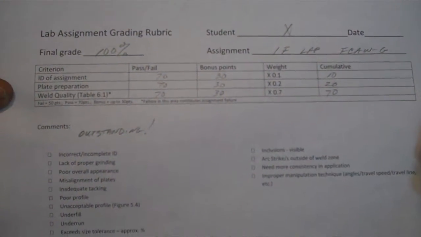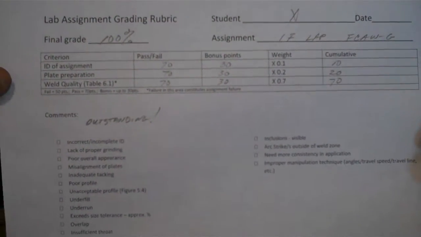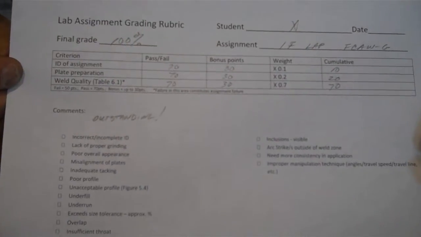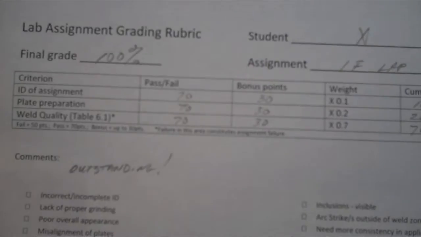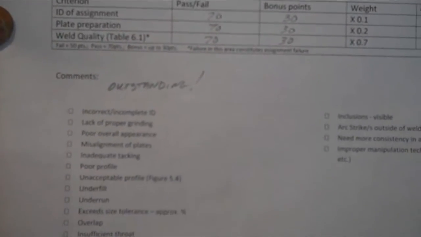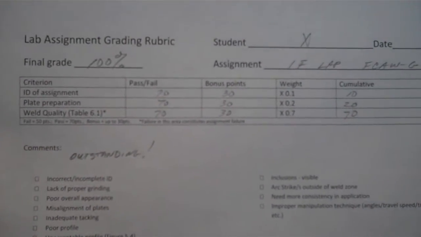This is an example of a rubric that I use to grade this weld here, and you can see all the different points on it that I check, and there's a few others I do besides that. But then this is how I give them their grade, and I transfer it to their lab report.